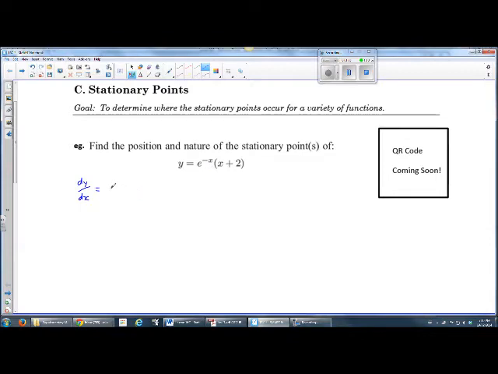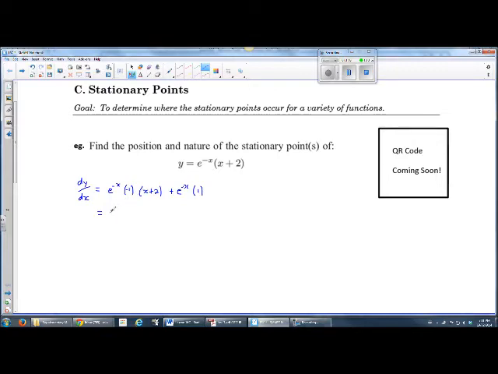So the derivative of e to the negative x is e to the negative x multiplied by negative 1, multiplied by x plus 2, and then we're going to add that to e to the negative x multiplied by the derivative of x plus 2, which is just 1. Now I'll do a little bit of simplification. Actually, sorry, this should be negative 1 up here. I apologize for confusing you there.